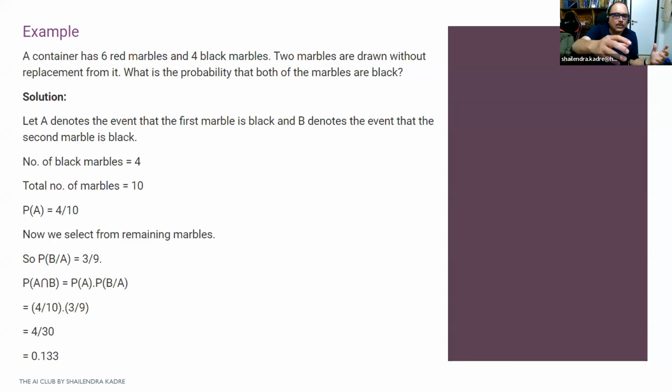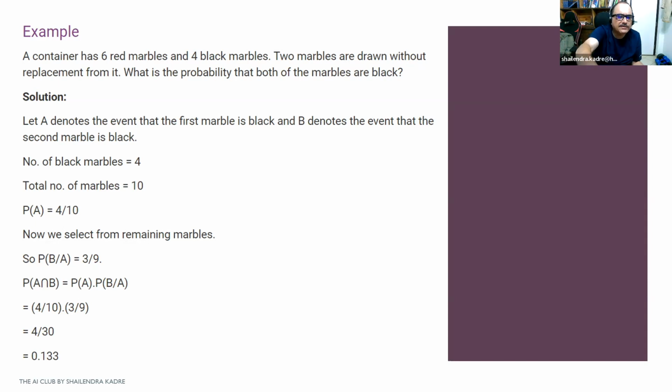Event B happens only if event A happens, right? I take out one marble and only then I take out the second marble. So if A happens, then only B happens, right? So B is dependent on A. B is dependent on A, right?